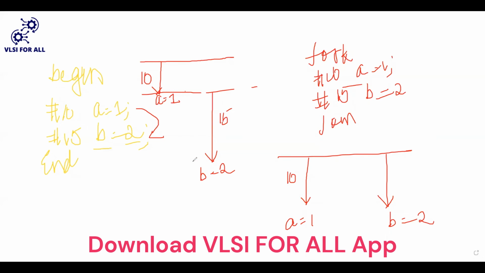Here, if you observe, at 25 nanoseconds, we are getting the value of B updated, 10 plus 15. But here, if you observe, at 15 nanoseconds only, the value of B is getting updated. So based upon our requirements, we will be using the fork and the join.